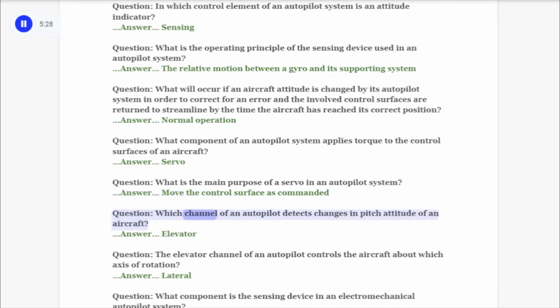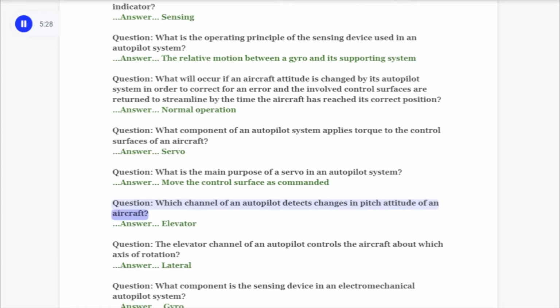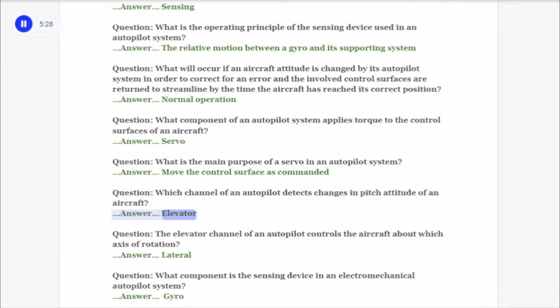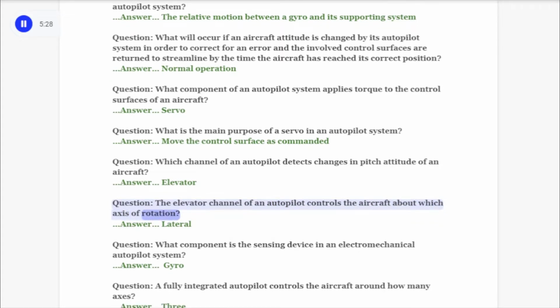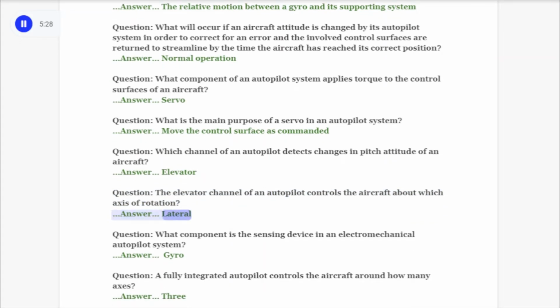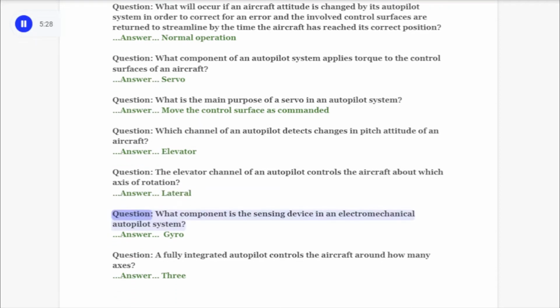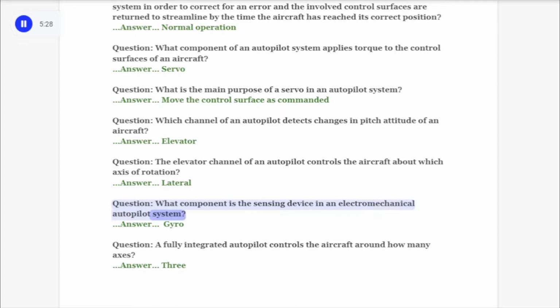Question: which channel of an autopilot detects changes in pitch attitude of an aircraft? Answer: elevator. Question: the elevator channel of an autopilot controls the aircraft about which axis of rotation? Answer: lateral. Question: what component is the sensing device in an electromechanical autopilot system?